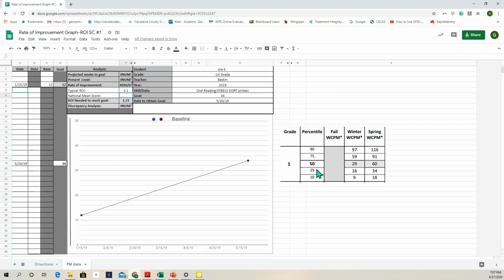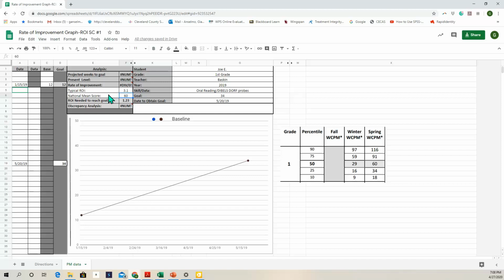And then the national mean score. So this is one of the areas where you have a little bit of an option. You could put in the national mean score for where you are right now or for when you're going to analyze the data at the end of the intervention. I tend to lean towards, with this type of graph, putting in the mean score for where we're going to be at the end of the intervention, which would be in the spring. So let's go ahead and input that, and that would be 60. What that's going to do is allow us to show a discrepancy analysis, which takes us a little bit away from growth, but is important nonetheless.